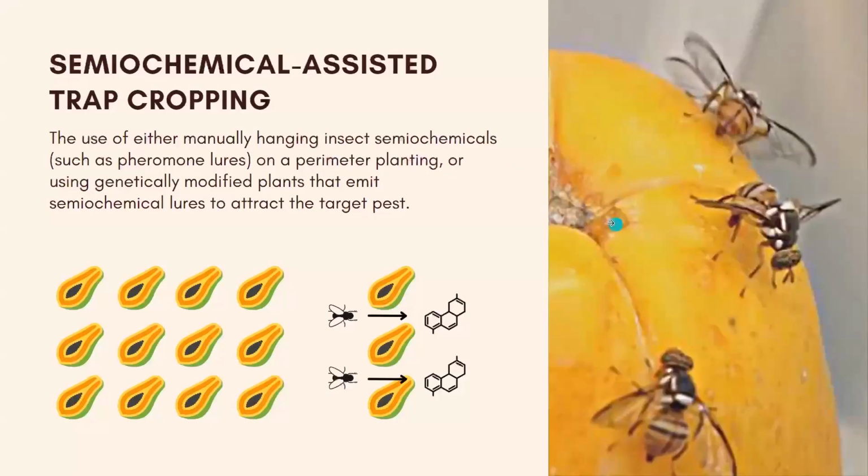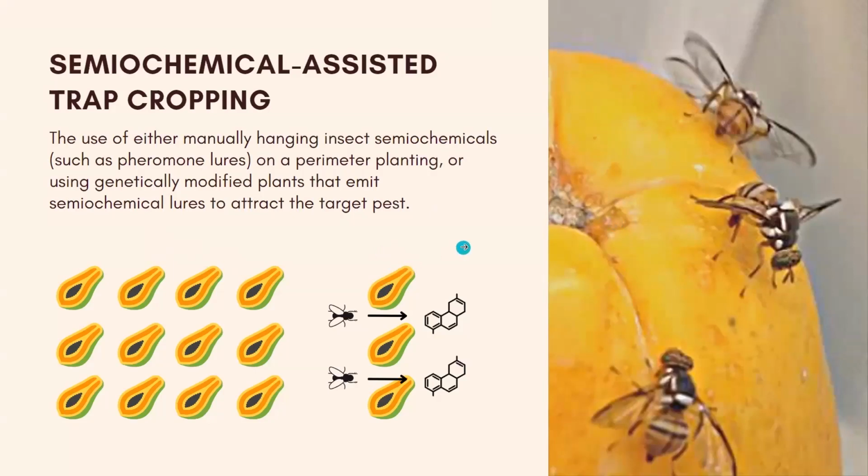So the last example of trap cropping I want to talk about is semiochemical assisted trap cropping. So this is the use of either manually hanging insect semiochemicals, such as pheromone lures, on a perimeter planting, or using genetically modified plants that emit semiochemical lures to attract the target pest.